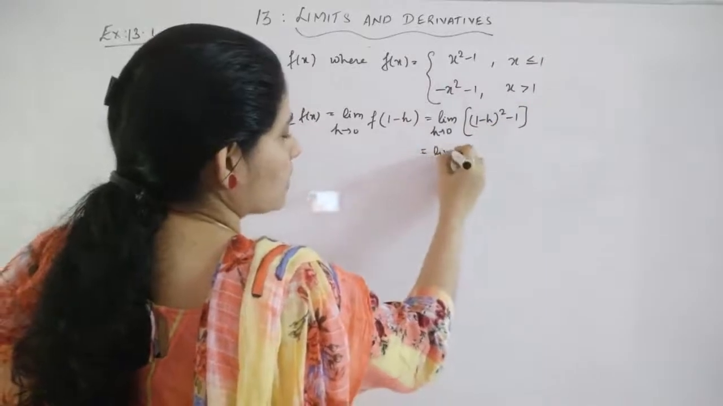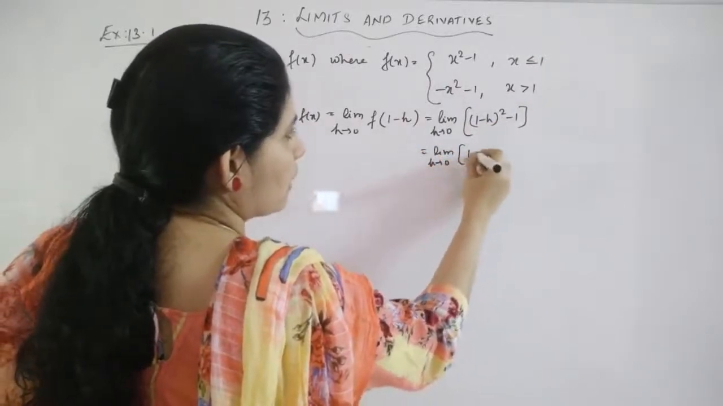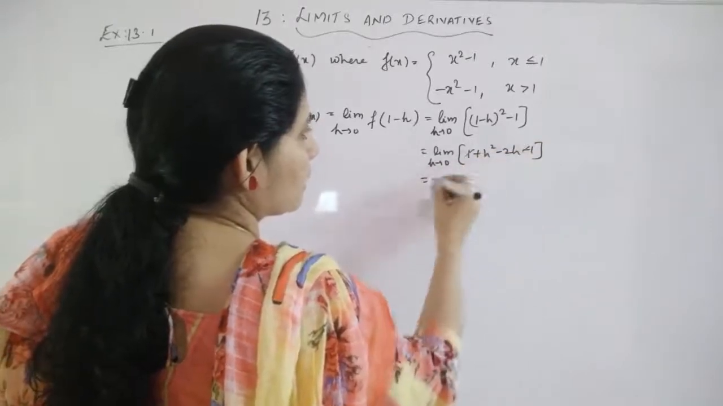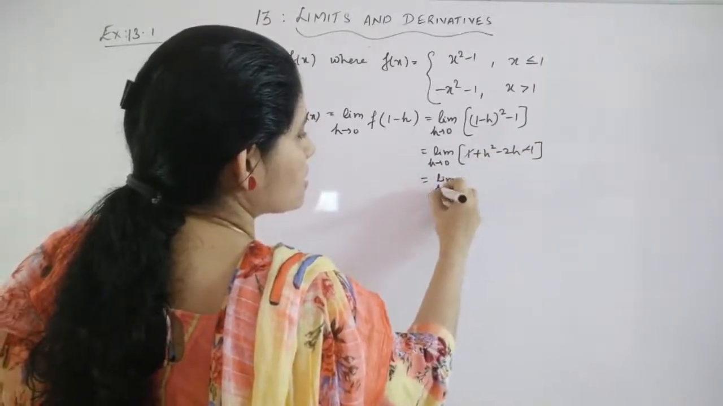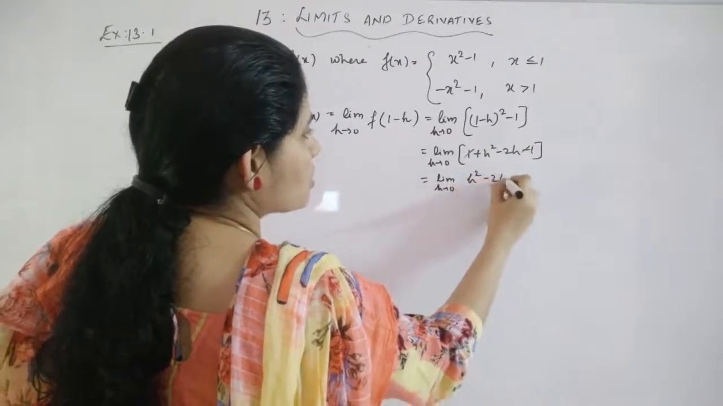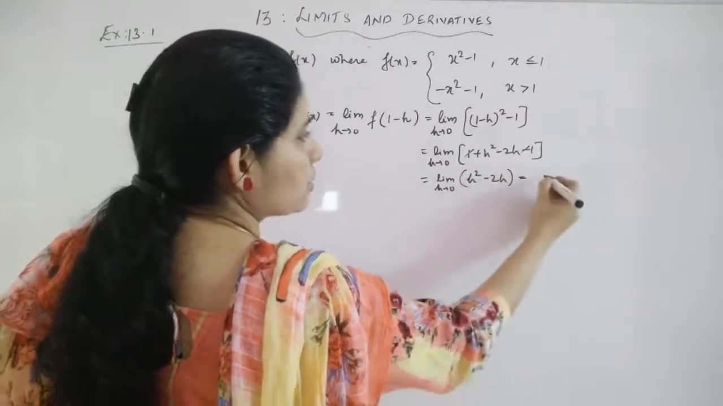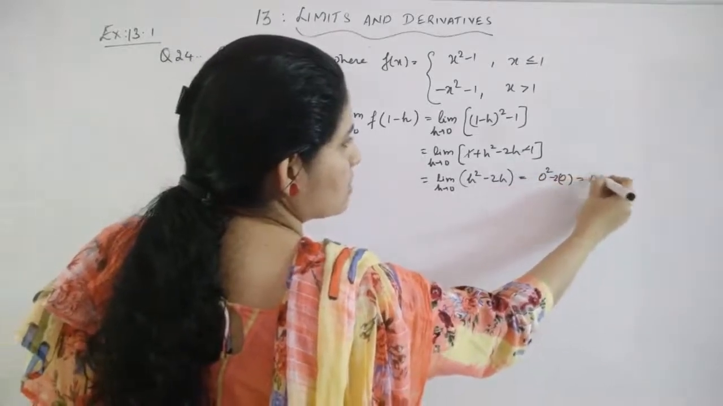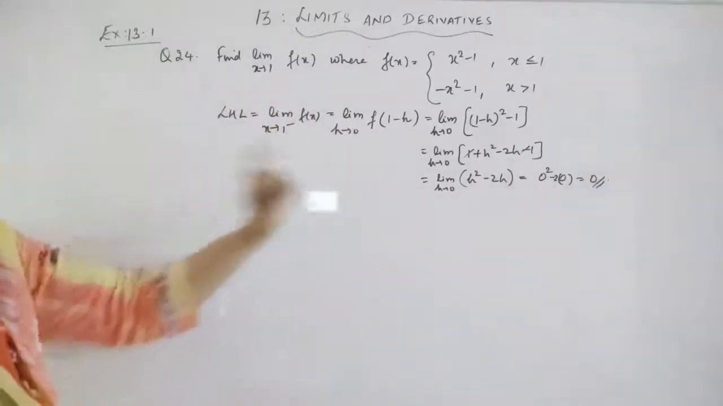Okay, so that you will get limit h tends to 0 of 1 plus h square minus 2h minus 1. The 1 gets cancelled. Here you are getting limit h tends to 0 of h square minus 2h. Replacing h with 0, you will get 0 square minus 2 into 0, so that it is 0. So the left hand limit you got to be 0.